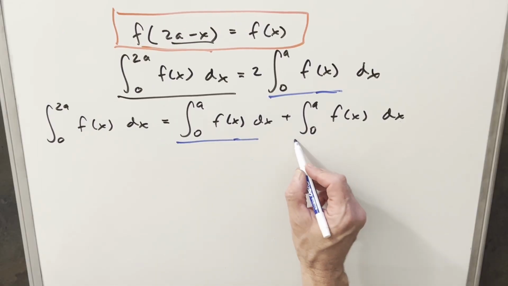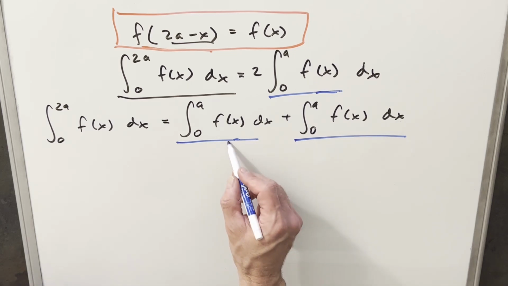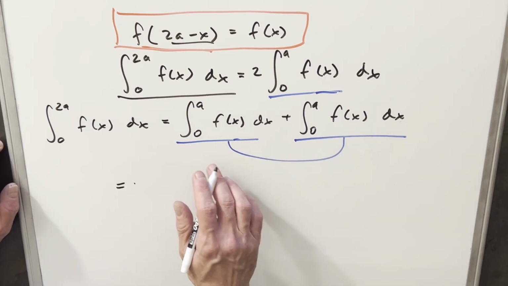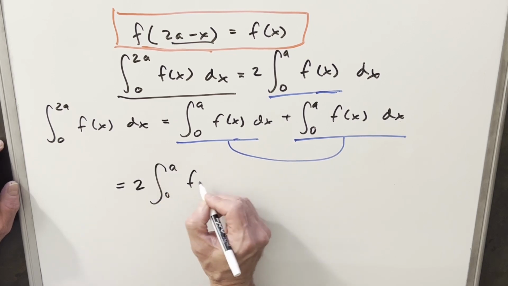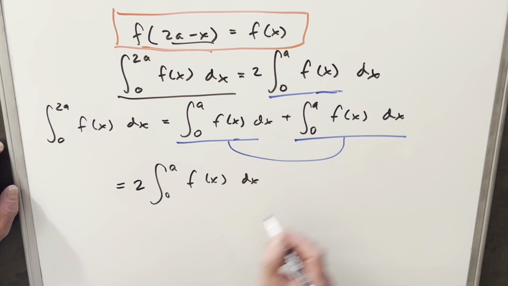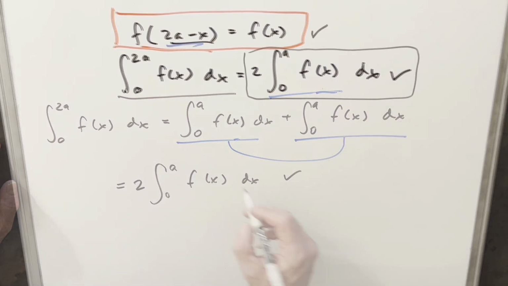Okay, now I've plugged in the integral from the previous board, and the thing we notice is that these two are exactly the same. So I can just combine these together and write it as two copies from 0 to a of f of x dx. And that's exactly what we wanted to show right here. So we'll stop it there.